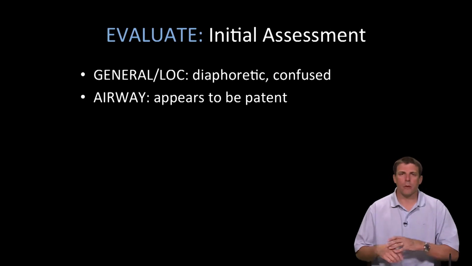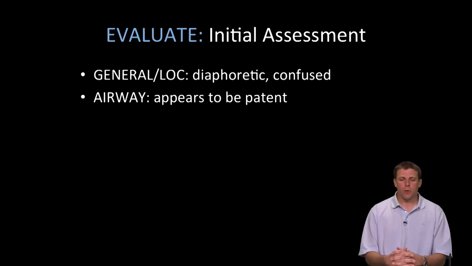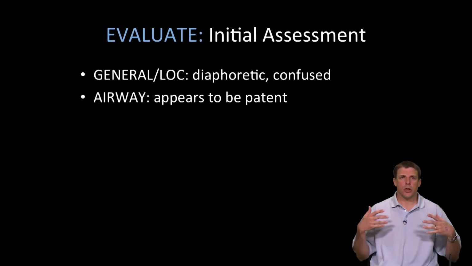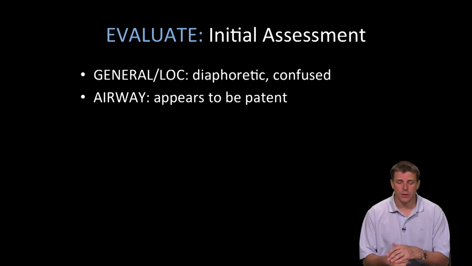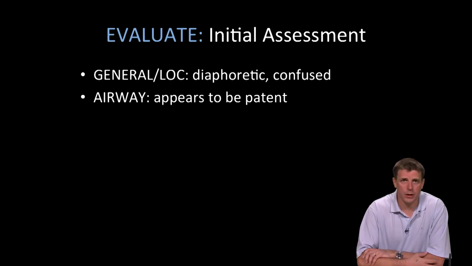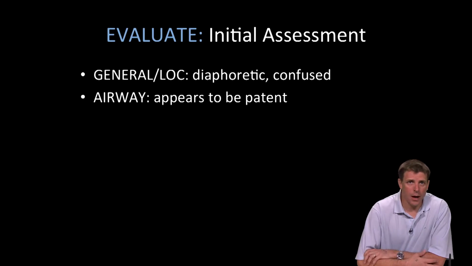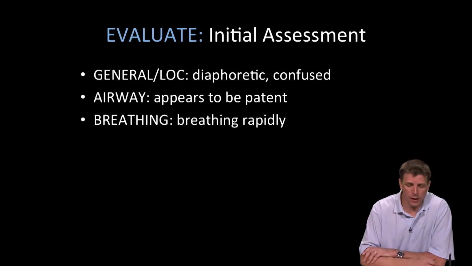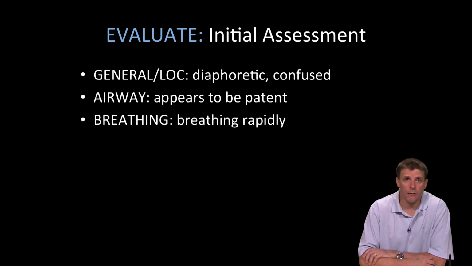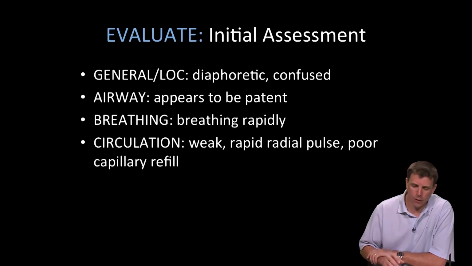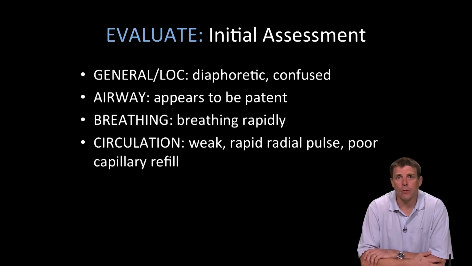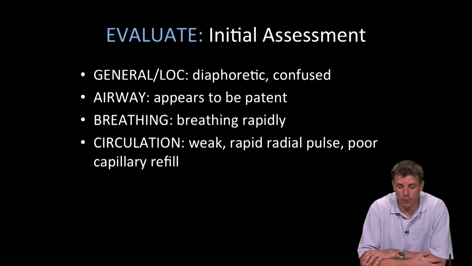All right, so remembering in our initial assessment of the patient, we want to approach the patient thinking about the general appearance of the patient, their level of consciousness, LOC, and their ABCs, airway, breathing, and circulation. And so here we see that the patient appears to be somewhat confused and diaphoretic, meaning sweaty. We assess their airway, and it is patent. The airway is open. The breathing, although the patient is breathing rapidly, they are breathing effectively, and there does not appear to be any impairment of respiration. We feel for pulses, and we find weak, rapid radial pulses and poor capillary refill. So perhaps there is a little bit of a deficit here with regard to circulation.